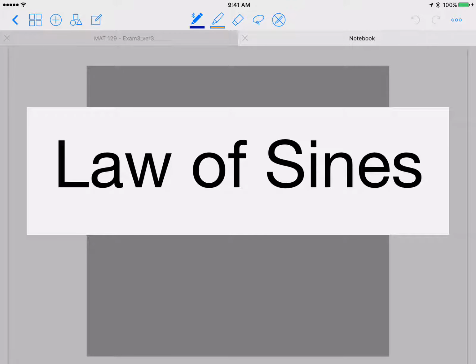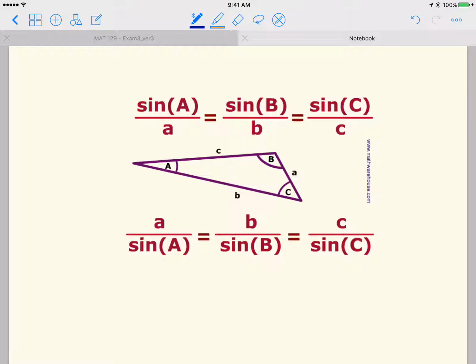Alright, let's do a little video on the law of sines. So first of all, this is the law of sines. Of course, it uses sine. And it says that these ratios are all equal to each other.